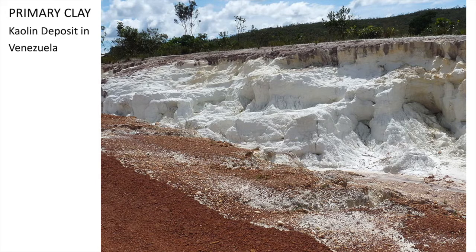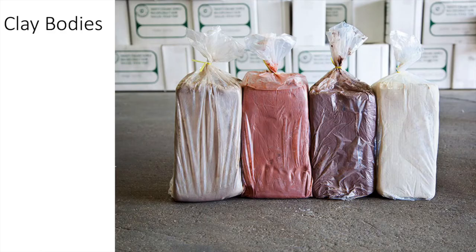Here is a primary clay, a kaolin deposit. It's usually kaolin. This is in Venezuela, and water percolates through rocks, causing them to break down, causing chemical reactions. And that's how you get the primary clay. Primary, it's found in the spot where it's formed.